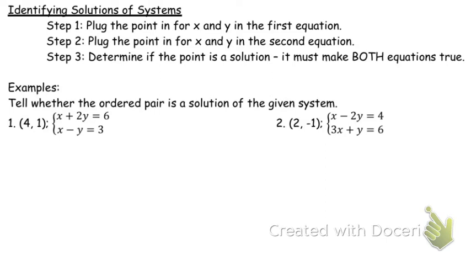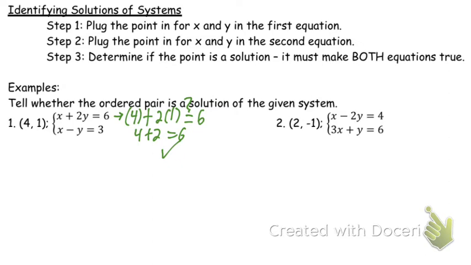So we're trying to figure out if the ordered pair is a solution to the system, meaning does it work in both equations? So 4, 1, can somebody help me plug that into the first equation? Just has to see if it works. Plug in 4 for x, 1 for y. So 4 plus 2 times 1 equals 6. So 2 times 1 is 2. So 4 plus 2, does 4 plus 2 equal 6, guys? Yeah, so it works.